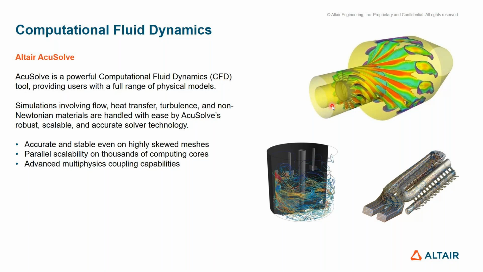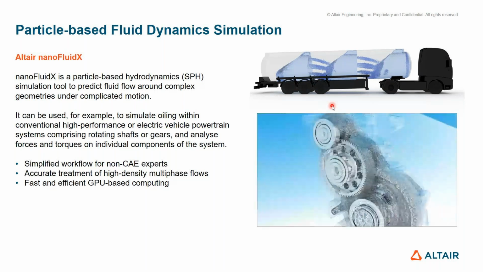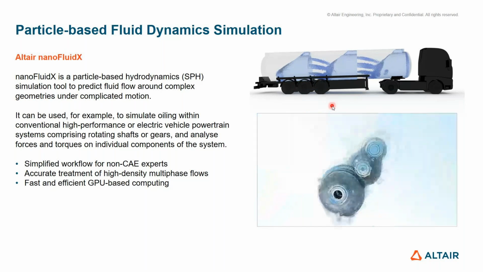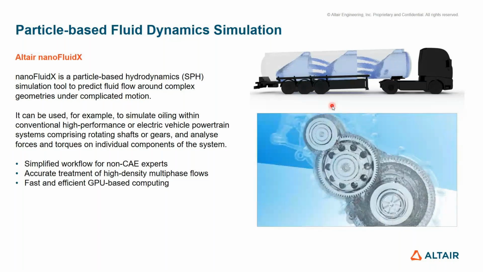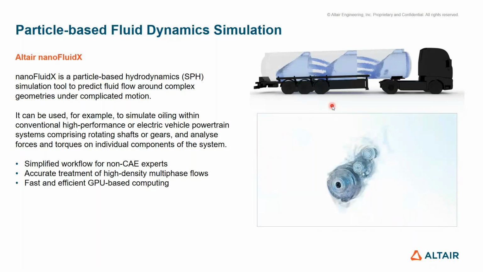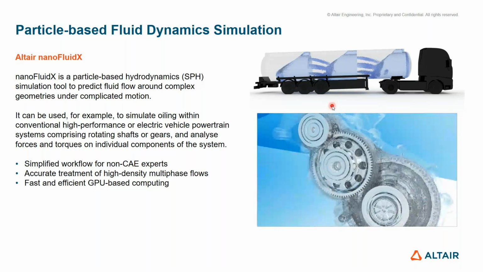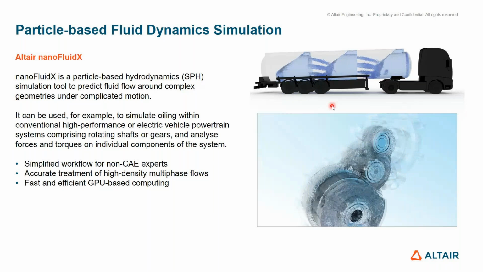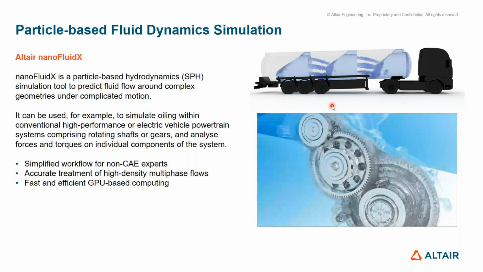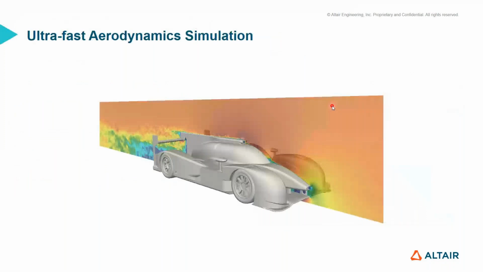And nanoFluidX. nanoFluidX is the tool for simulation of gearbox and sloshing. Suppose you have a gearbox along with oil. If you want to perform the simulation and see the flow of the fluid inside the gearbox, those kinds of simulation you can perform. Along with that, you can perform sloshing of the fluid inside the container. Those kinds of studies you can perform using nanoFluidX.